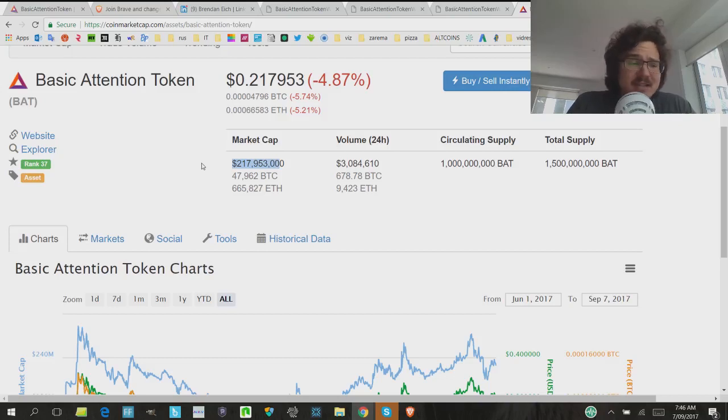I gotta say one thing though. This is a long one, guys. This is definitely a long-term hold. If you want to double your money tomorrow, I'm not sure if BAT is going to be that double-your-money-tomorrow kind of token. But if you're looking for something that's going to give you 5, 10, 15 times returns in a couple years, BAT might be your ticket. And at 20 cents a piece, they're still pretty gosh darn cheap to buy up.